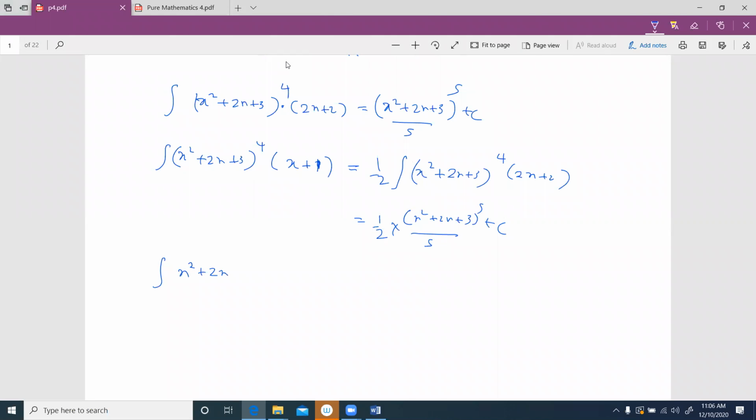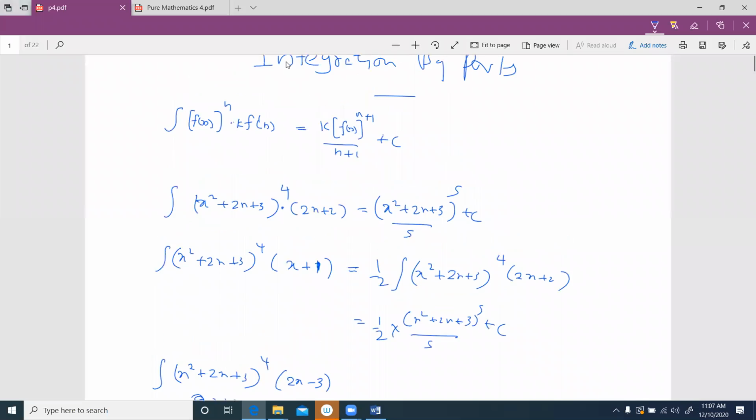x squared plus 2x plus 3 to the power 4, and suppose that it is times 2x minus 3. Just multiplying this by a single constant, you cannot get the differentiation. The differentiation over here is 2x plus 2, and you cannot make 2x plus 2 by multiplying by just a single constant. So that is not possible in such situations. The theory you have learned so far is not applicable.